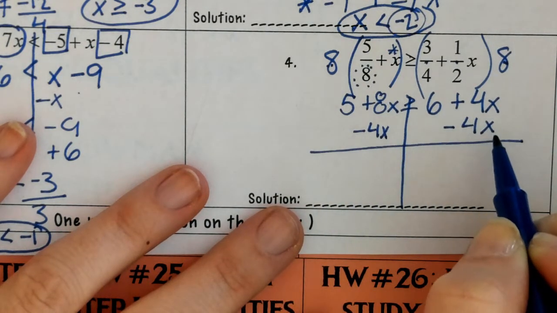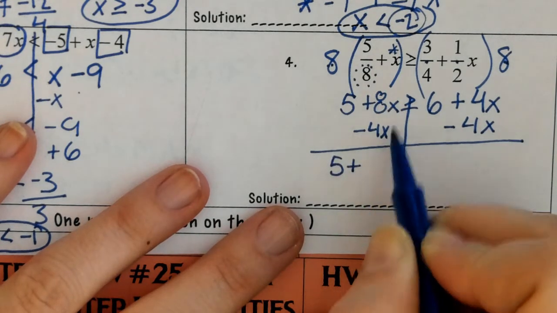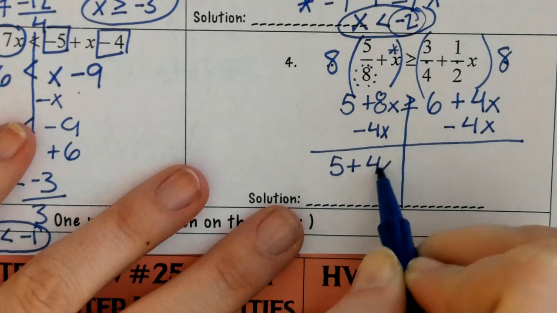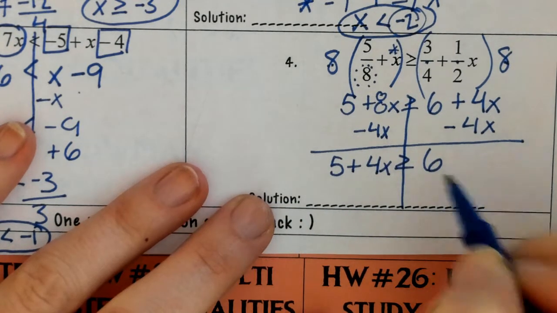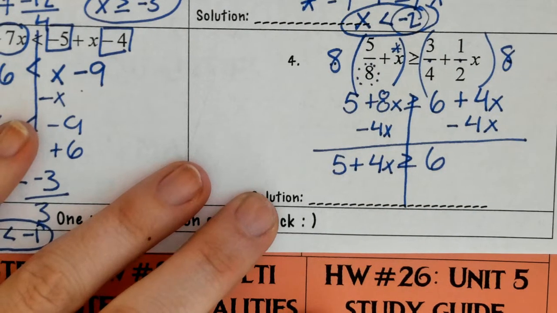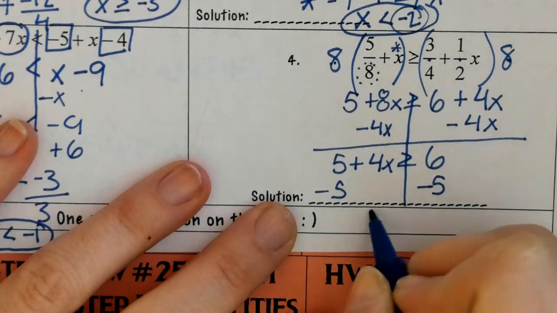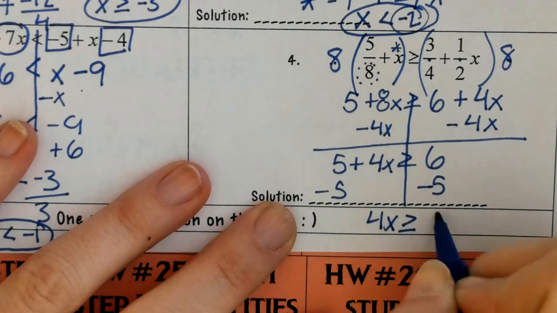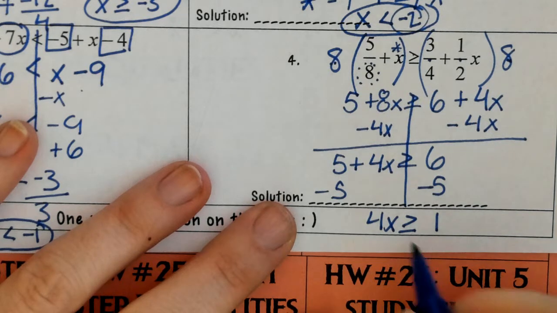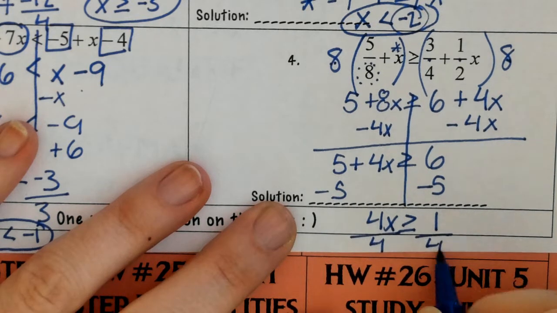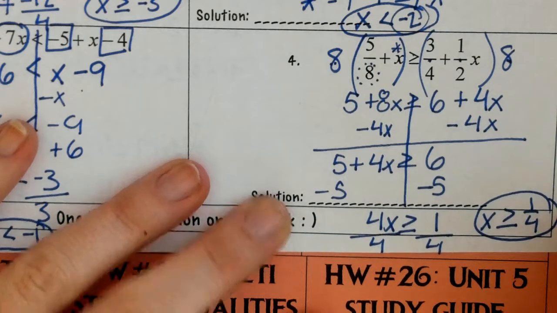Subtract 4x from both sides. 8x minus 4x is 4x. 4x minus 4x is 0, so all we have left there is a 6. Subtract 5 from both sides. 4x is greater than or equal to 1. Divide both sides by 4. X is greater than or equal to 1/4.